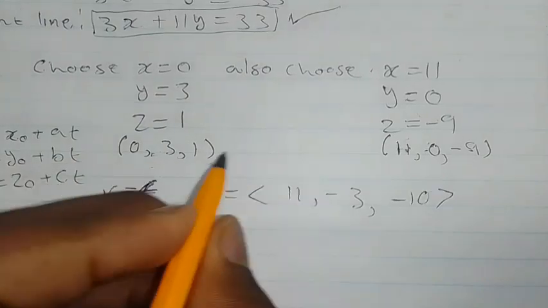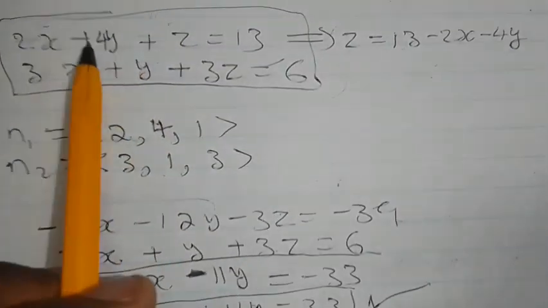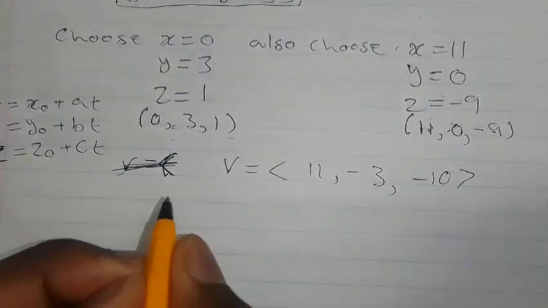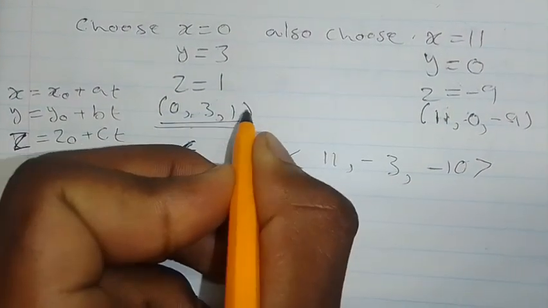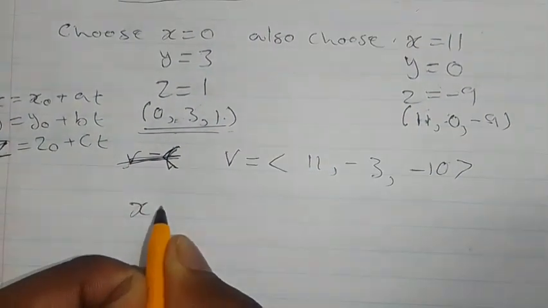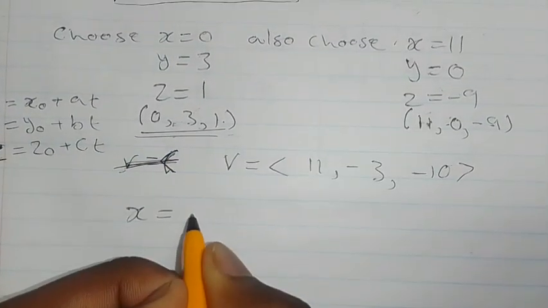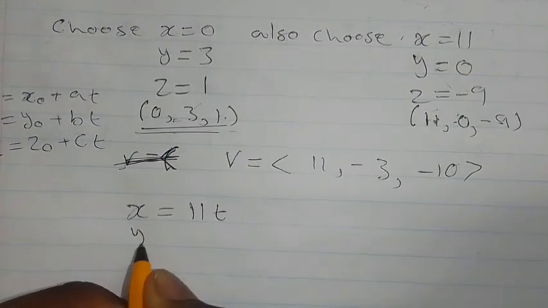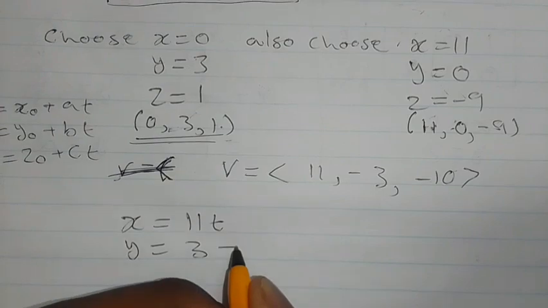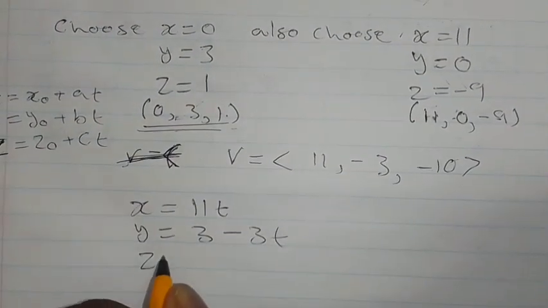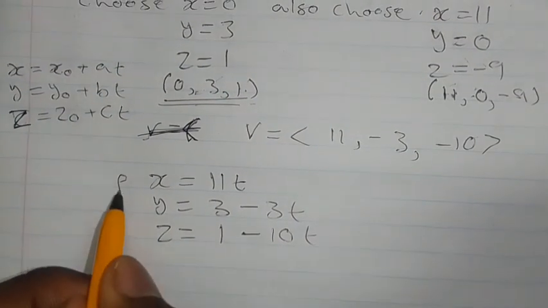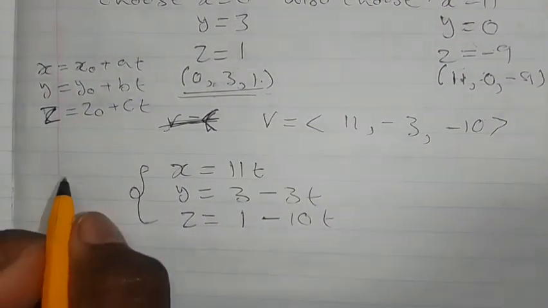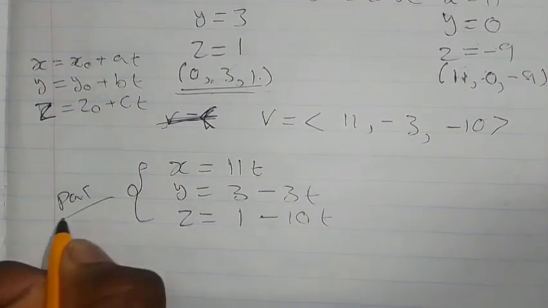So now we want the parametric equations of a line where these two planes intersect. What we'll do is I choose this one to be my coordinate set. So I have x0, y0, and z0. So x will be equal to, since x0 is 0, just 11t. And then y equals, y naught is 3, and then minus 3t. And then z naught is 1, and then you have minus 10t. So that's basically what you're going to have as the parametric equations of the intersection of the two planes.